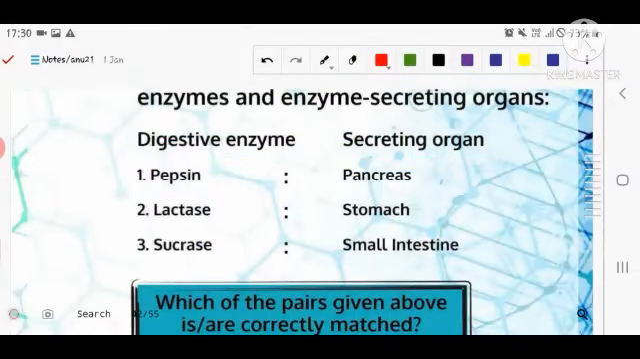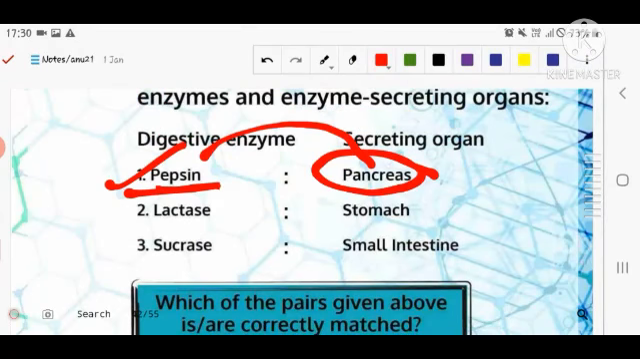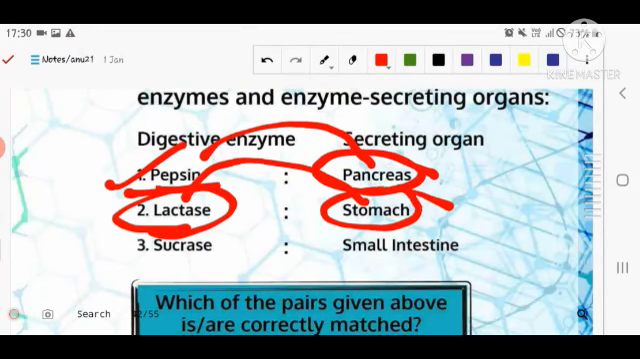I again repeat it. For the digestive enzymes, for example, pepsin is secreted by the pancreas, lactase by the stomach, and sucrase by the small intestine. And where is lactase used? Here it is used for the digestion of milk.